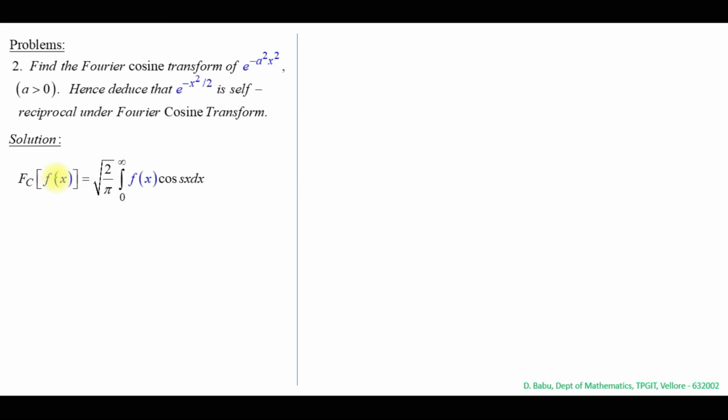So what is the Fourier cosine of f of x formula? Square root of 2 by pi, integral from 0 to infinity of f of x cos sx dx. Therefore, the Fourier cosine of e power minus a square x square equals square root of 2 by pi, integral from 0 to infinity of e power minus a square x square cos sx into dx.